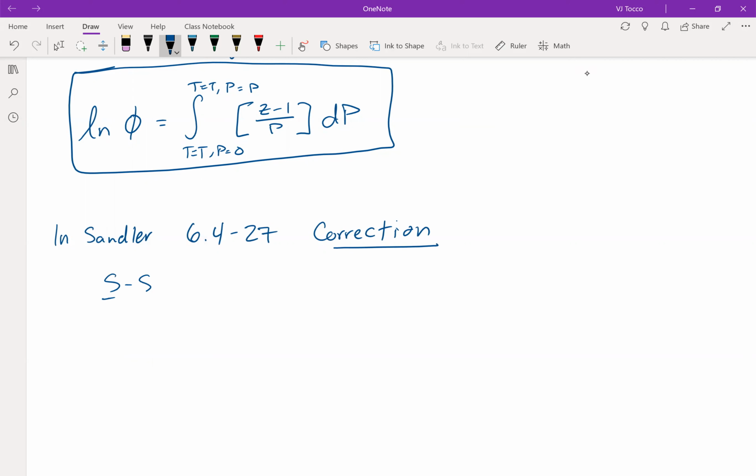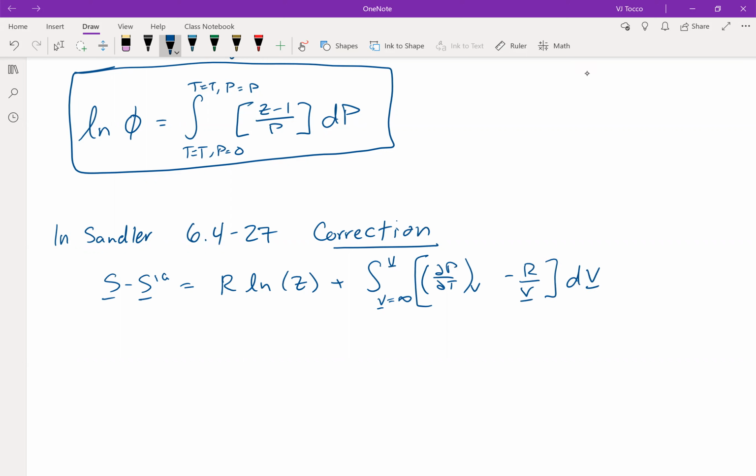So S minus S ig, or S star, is how they write it. It should be equal to, they forgot this term out front, R ln of Z plus the integral from v equal to infinity to v of (dp/dT) at constant v minus R over v bar, dv. Make sure that you highlight this and input this into your book under Sandler 6.4-27.